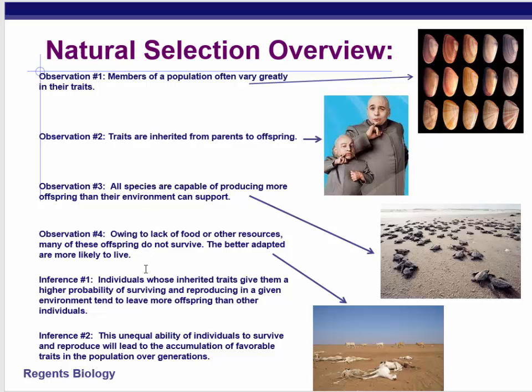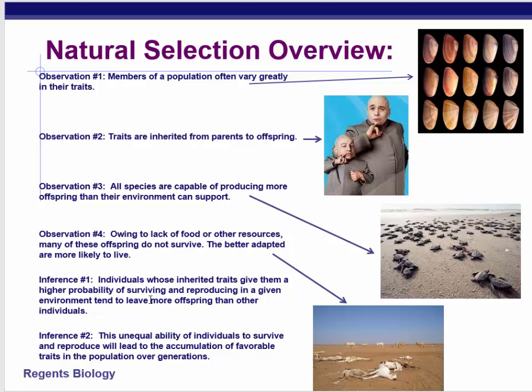The last two are inferences. The inferences are like conclusions. They are a summary based on all of your evidence of what conclusion you can infer. It's not 100% this is absolutely what happens every single time. It's this is what all of the evidence leads to.